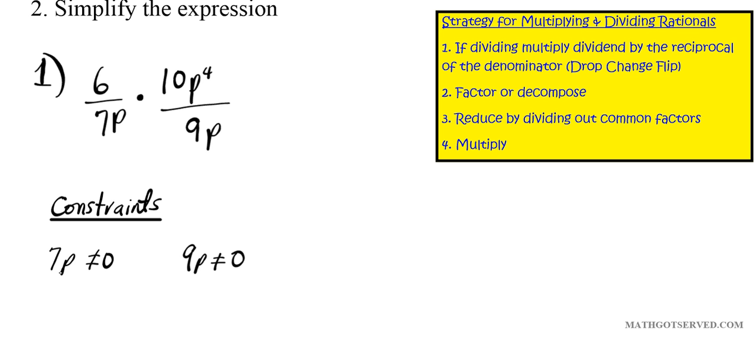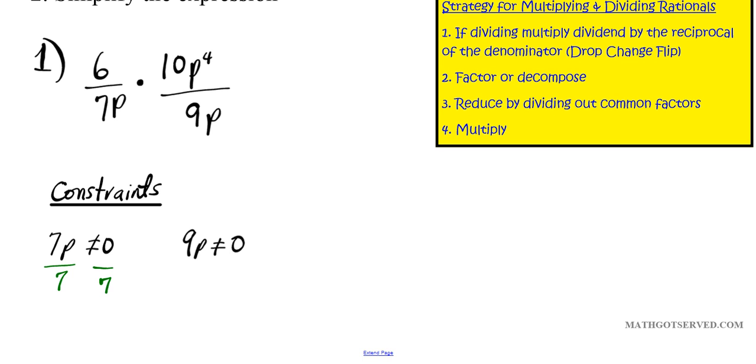Let's go ahead and solve this. The first one, you divide both sides by 7, and you end up with p cannot be 0 over 7, which is 0. P cannot be 0. The inequality on the right can be solved by dividing both sides by 9, and you have p cannot be 0 over 9, 0 also. So you basically have the same constraint for both terms that we're multiplying here. So that's the constraint on this expression.